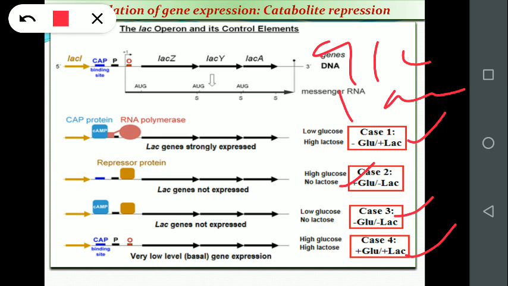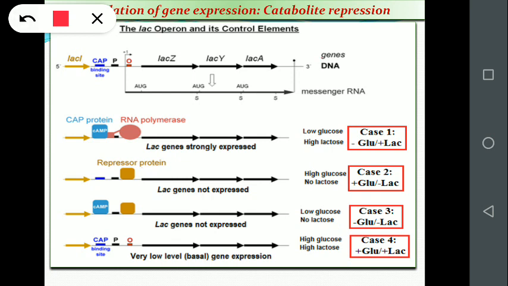So what happens in all these 4 different cases, we will look at and discuss each and every one in detail, so that you can easily understand. The only thing you have to remember is, here the glucose is not there. In the first case, let us look at minus glucose. That means glucose is not there.